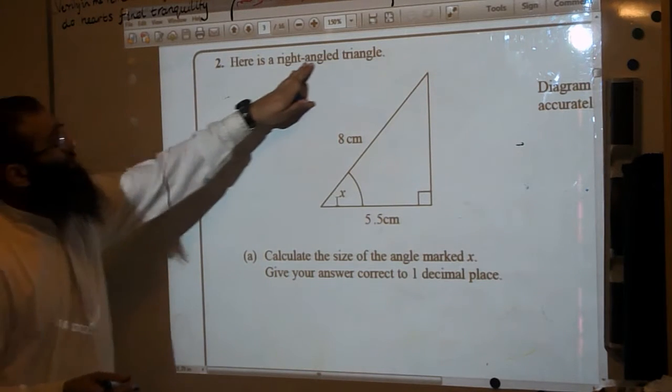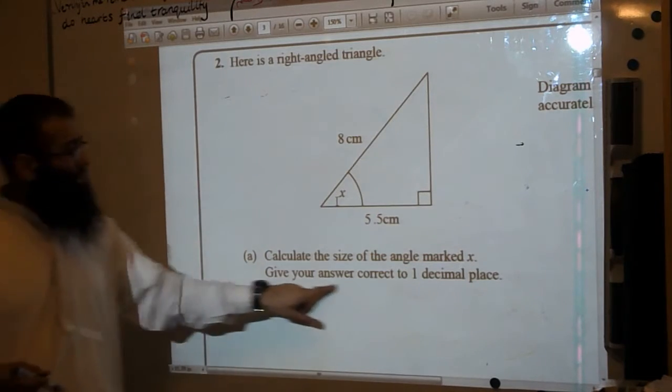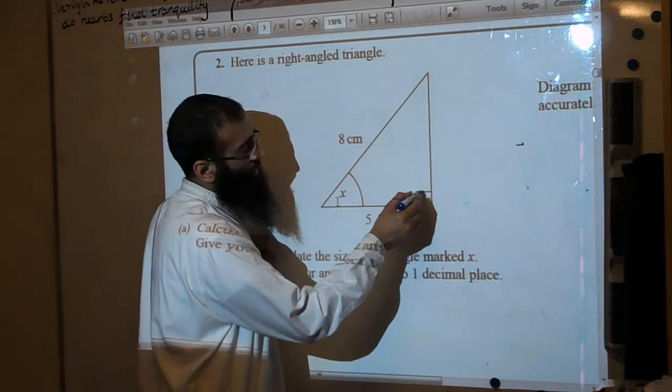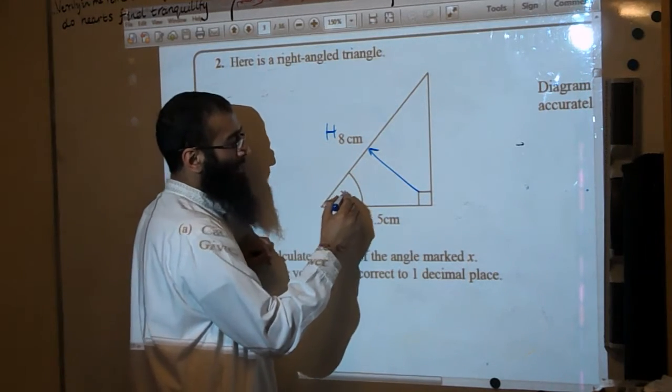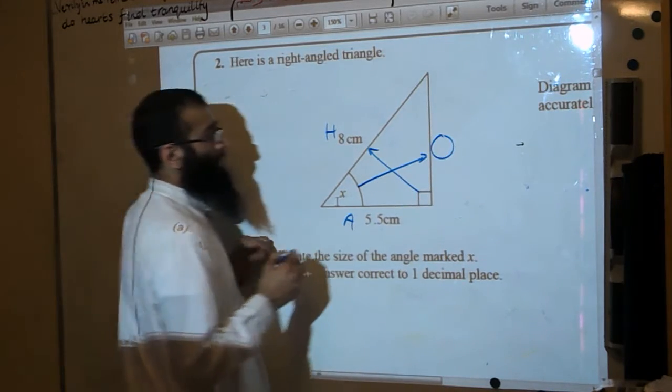Okay, here is the right angle triangle. Calculate the size of the angle marked X. Give your answer correct to 1 decimal place. So first of all, this is what we do. Opposite the right angle is the hypotenuse. Opposite the angle they give you is called the opposite, and the remaining side is the adjacent.